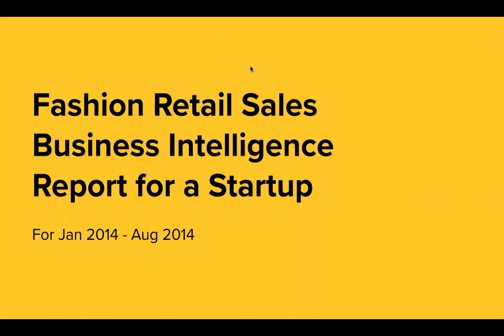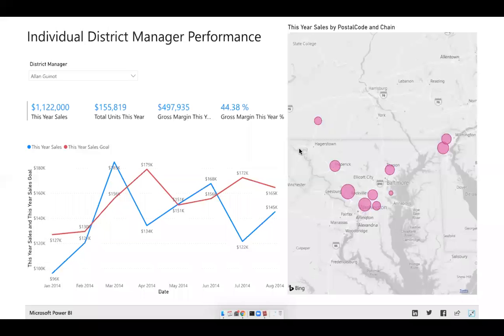And I'm going to go ahead and just give you a quick preview as to what this report's going to look like. So you're going to have a slicer out here, which is basically going to allow you to choose one district manager at a time. So you can select a district manager. Let's say you select Alan Guinot. You could see the key performance indicators for his performance, which is this year's sales, his gross margin this year, the gross margin percentage. You could also see whether he's meeting his goals.